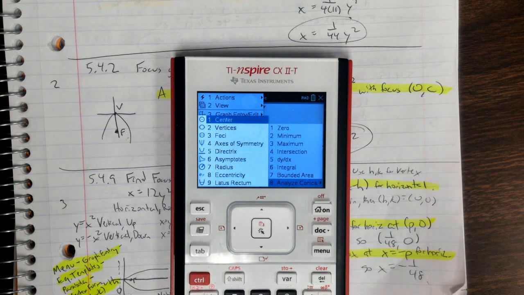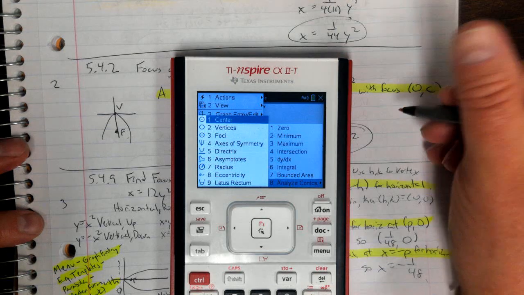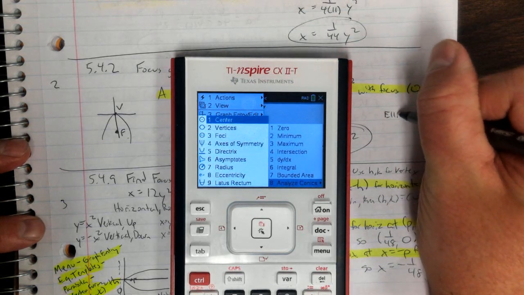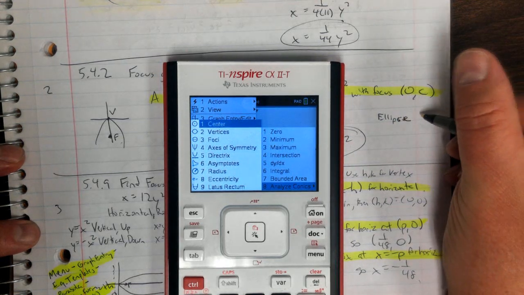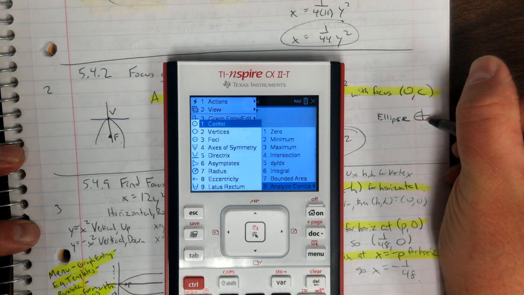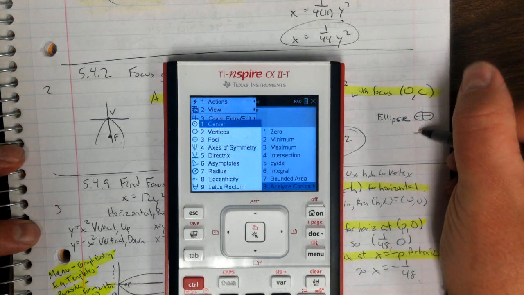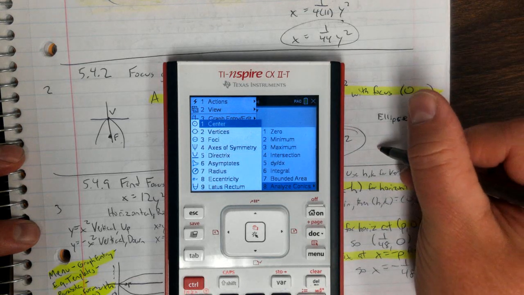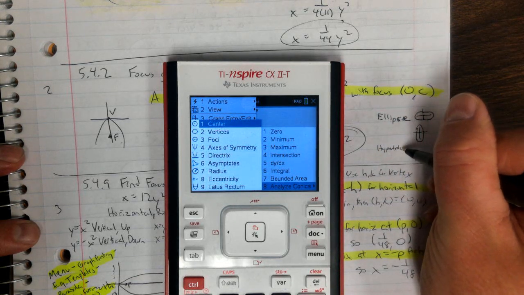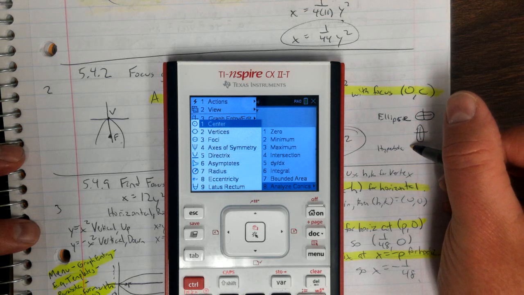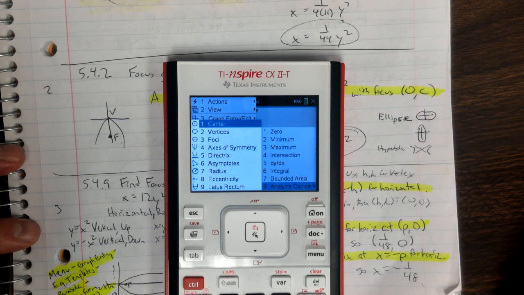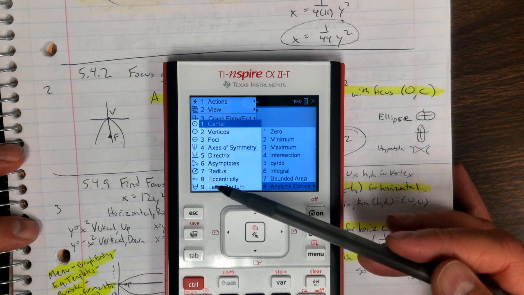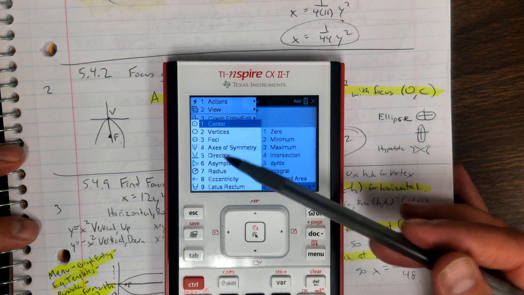Now, I know I'm throwing out different shapes at you, but basically an ellipse would be like a stretched out circle like that, or like that. A hyperbola would be kind of different. It does things like that, and has lines like that. And then you know what a circle is. So some of these options you're not going to use right now, just foci and directrix.